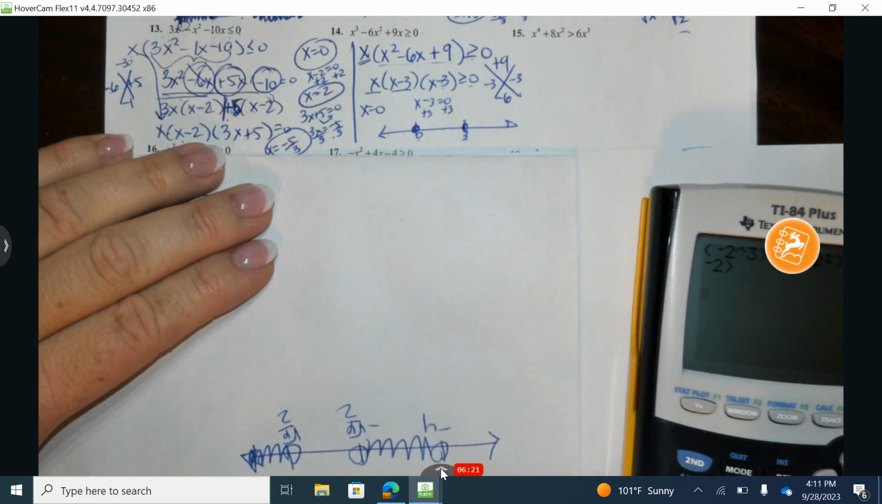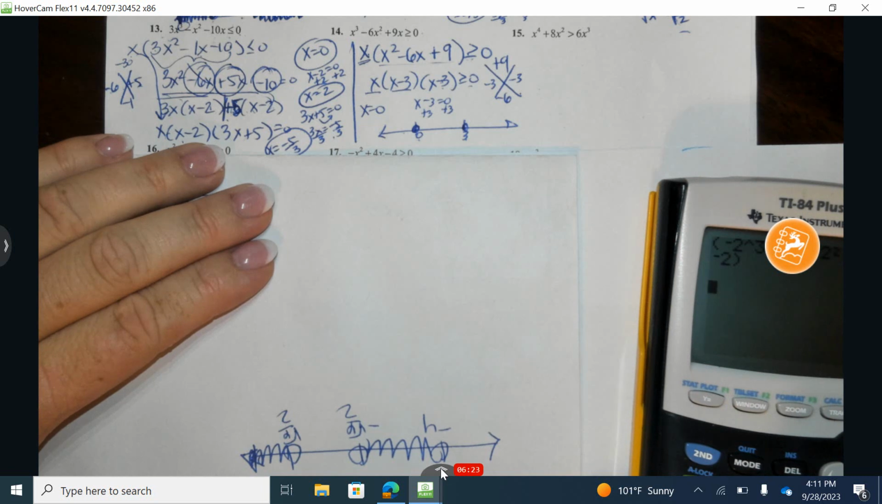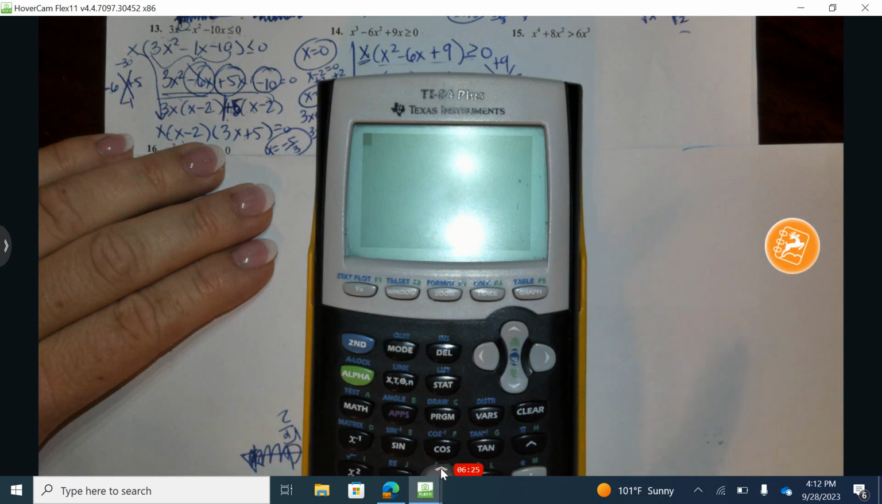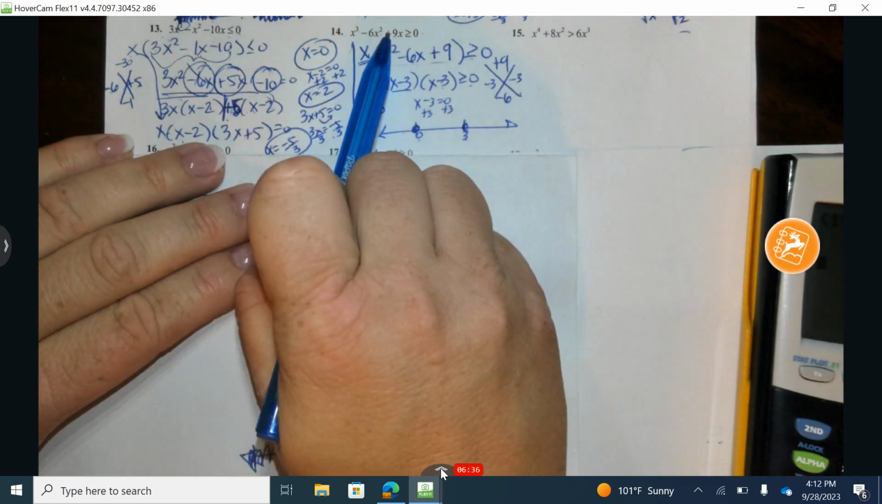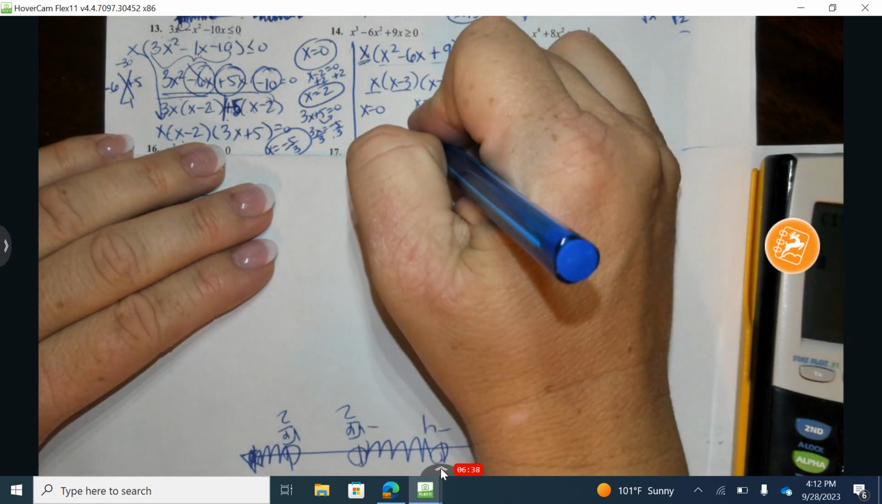Now let's choose in between. So in between 0 and 3 is like 1. All right, 1 to the third, subtract 6 times 1 squared, plus 9 times 1. I get an answer of 4. Is 4 greater than 0? It sure is, so I shade here.